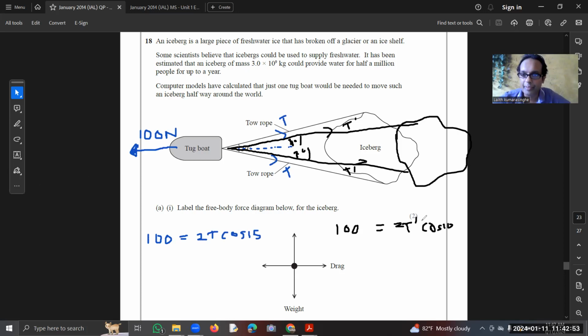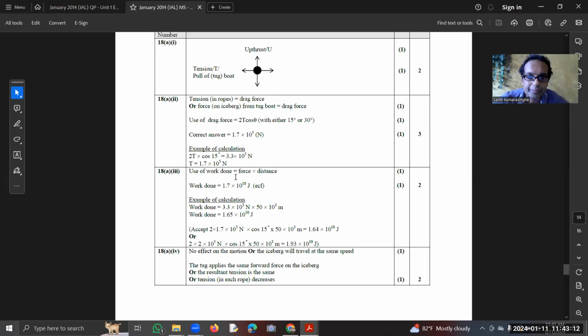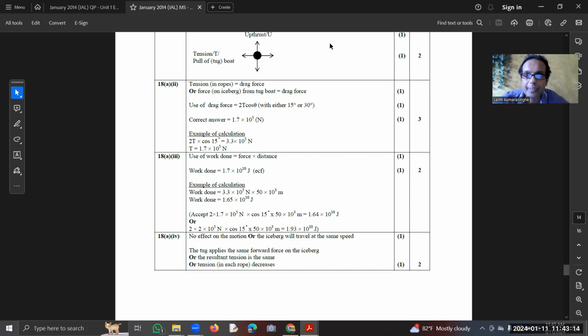Okay, but the tension will change. It does not matter, the net force acting in this case will remain the same. So it will move with the same constant speed, no change. Okay. So this is the answer. I'm showing the marking scheme to confirm it. The same speed, no effect to the motion.